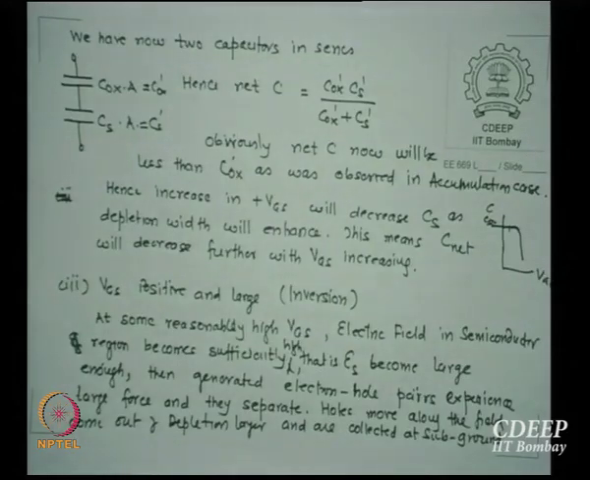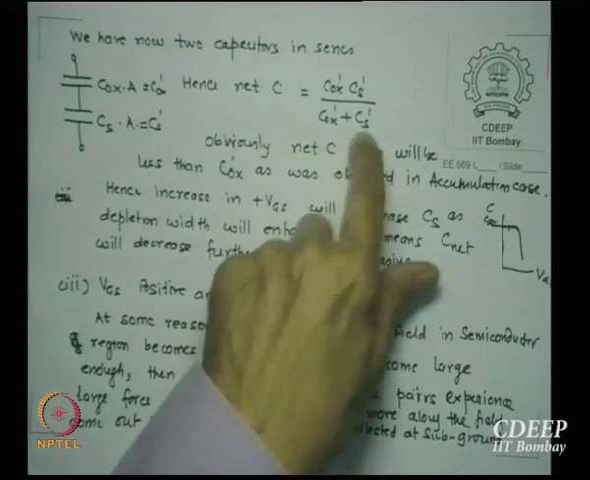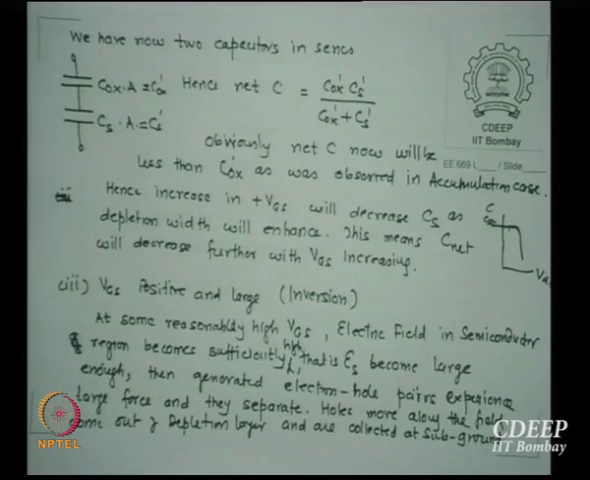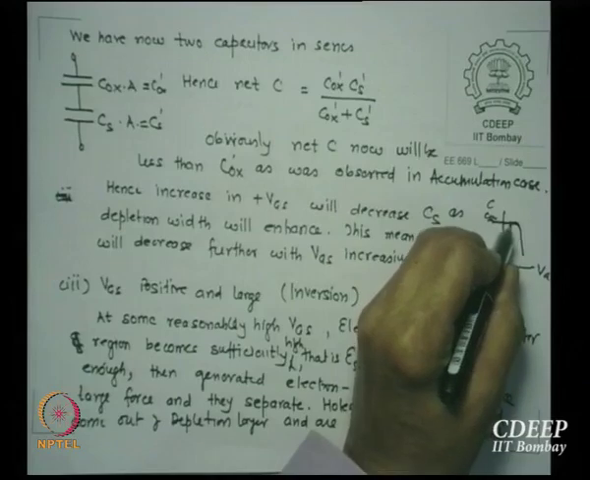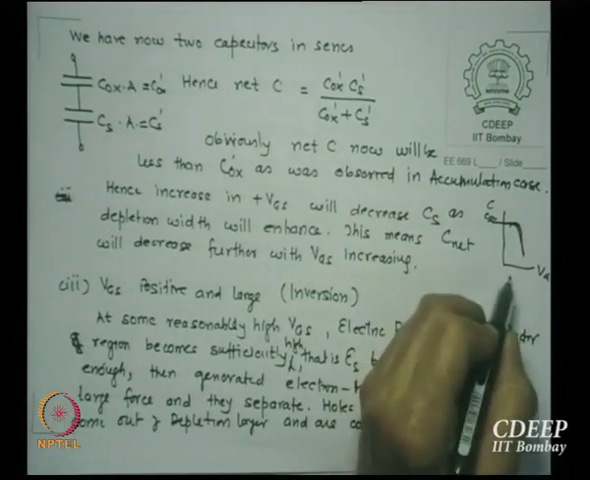Cs' will start decreasing as voltage starts increasing. Please remember, as voltage increases, the depletion layer width increases, so epsilon by x will be decreasing. If Cs' decreases, the net capacitance will also decrease. That is why in the high frequency CV you see a decrease in capacitance as you increase VGS. You can see from here the capacitance starts decreasing as I increase VGS.